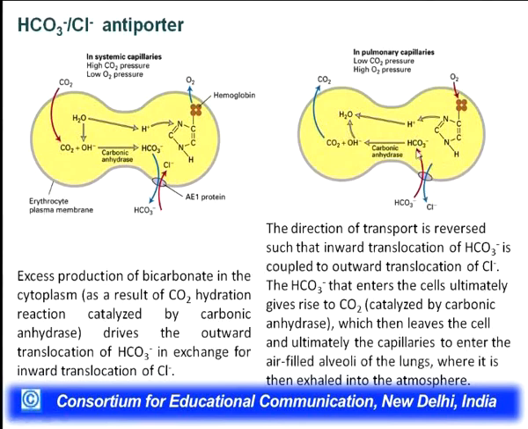The bicarbonate that enters the cell will ultimately give rise to carbon dioxide, catalyzed by the enzyme carbonic anhydrase, and this carbon dioxide will be released outside, and we will exhale this carbon dioxide into the atmosphere. So this is the example and the functionality of a typical antiporter, which exchanges bicarbonate and chloride ions in opposite directions, and this can work both ways: in the systemic capillaries in one manner and in pulmonary capillaries in the opposite manner.